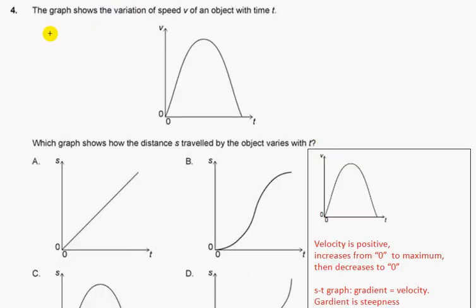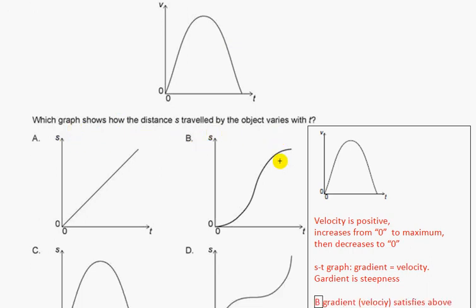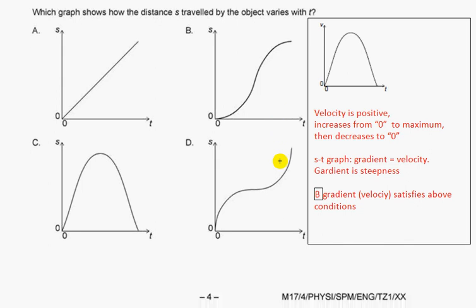Next question. The graph shows the variation of speed v of an object with time t. Which graph shows how the distance travelled by the object varies with time? I have copied v over t over here. What we see? The speed is 0, then it increases, reaches maximum, then decreases, and again becomes 0. It is always positive. Actually, velocity is positive.